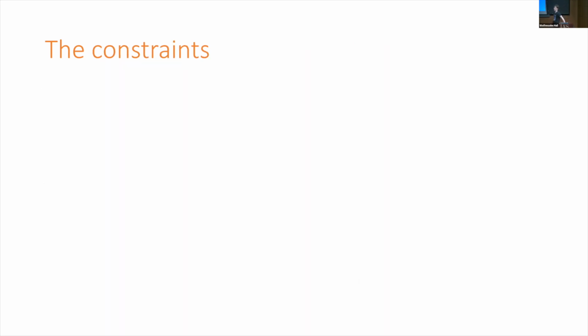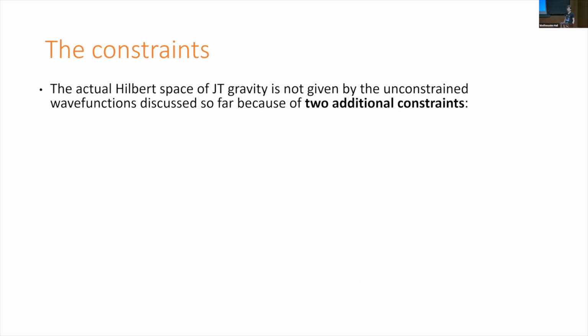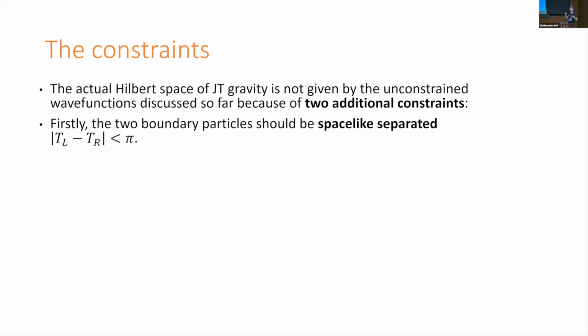And now we need to worry about some constraints to get the real physical JT gravity Hilbert space. So there are actually two separate constraints we need to worry about here. The first is that the two boundary particles need to be space-like separated. So we need the difference between the two boundary times, in modulus, to be less than pi. So you can't send a signal from one boundary to another. That's just physically there's no configuration.